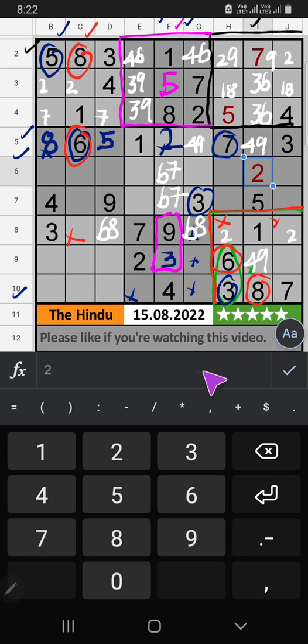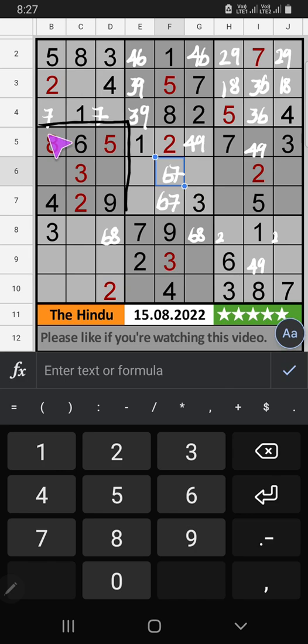Column B, column D, and 7th row we have 3. So 3 can't come in these cells, then 3 is confirmed here. 6th row we have 2, so 2 can't come in these cells, then 2 is confirmed here. Column C we have 2, so 2 can't come in the cell, then 2 is confirmed here. Column B, column C we have 2, 9th row also we have 2, so 2 can't come in these cells, then 2 is confirmed here.